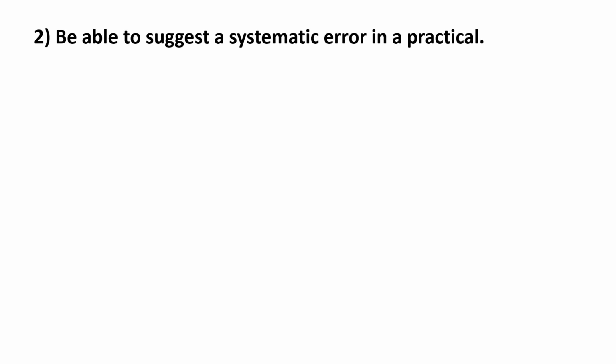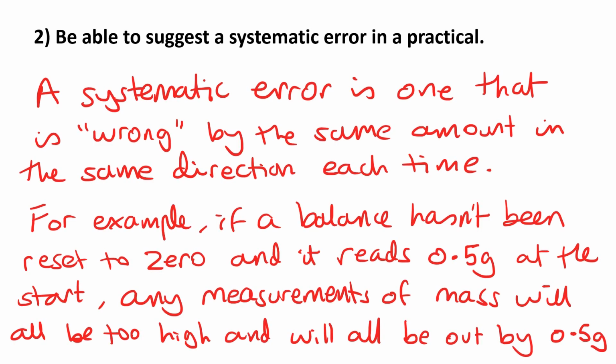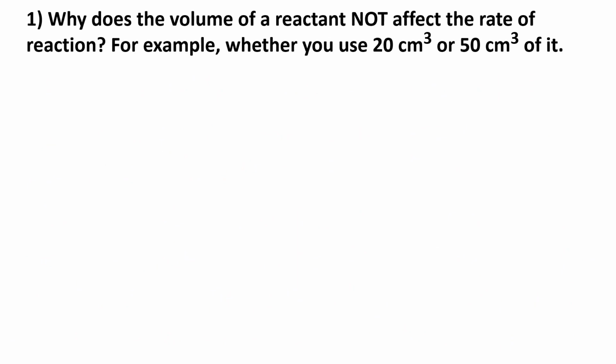So at number 2, be able to suggest a systematic error in a practical. Not many people could do this. So a systematic error is one that is wrong by the same amount in the same direction each time. For example, if a balance hasn't been reset to 0 and it reads 0.5 grams at the start, any measurements of mass will all be too high and will all be out by 0.5 grams. Whereas a random error could be too high or it could be too low and it will be out by different amounts each time.